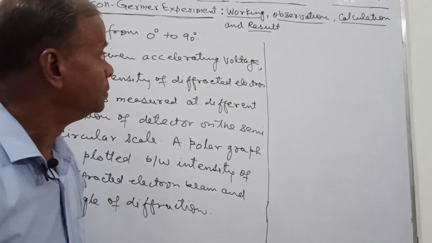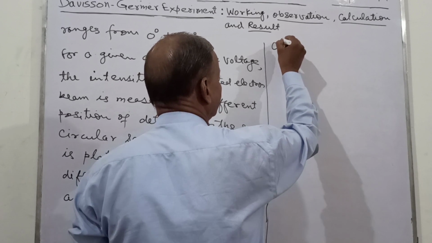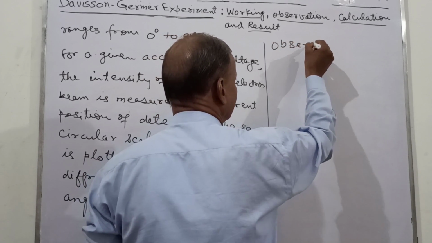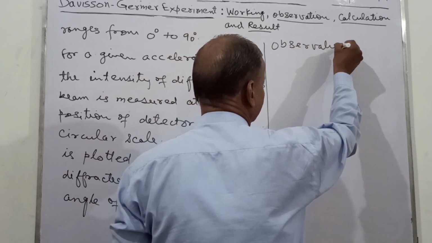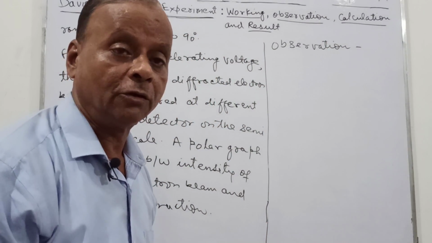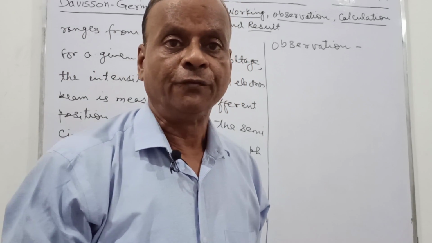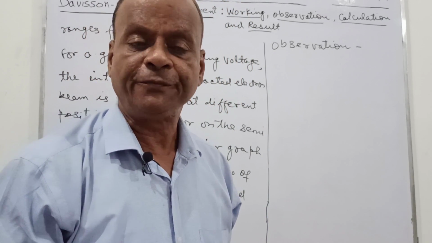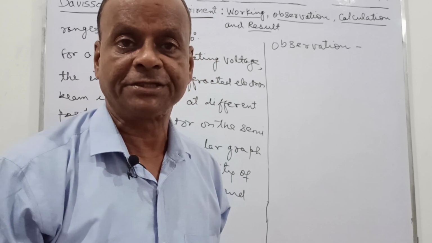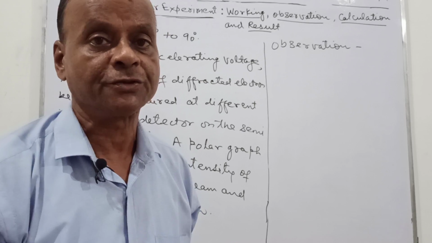Now we come to the observation. In the observation, what we find from this experiment is that for a voltage of 54 volt and an angle of diffraction of 50 degree, the intensity of the diffracted electron beam is measured.